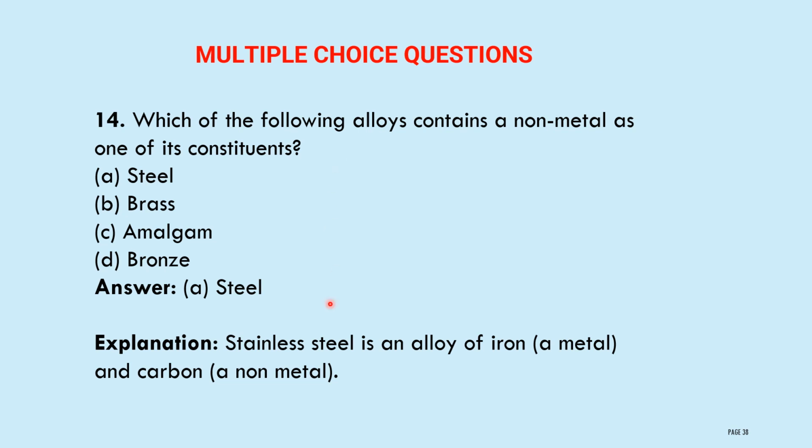Here stainless steel is an alloy of iron, a metal, and carbon, a non-metal. Here they have given the example of an alloy. It is a combination of metal and non-metal. Here stainless steel is an alloy of iron. Stainless steel is the alloy. It is a combination of iron, a metal, and carbon, a non-metal.